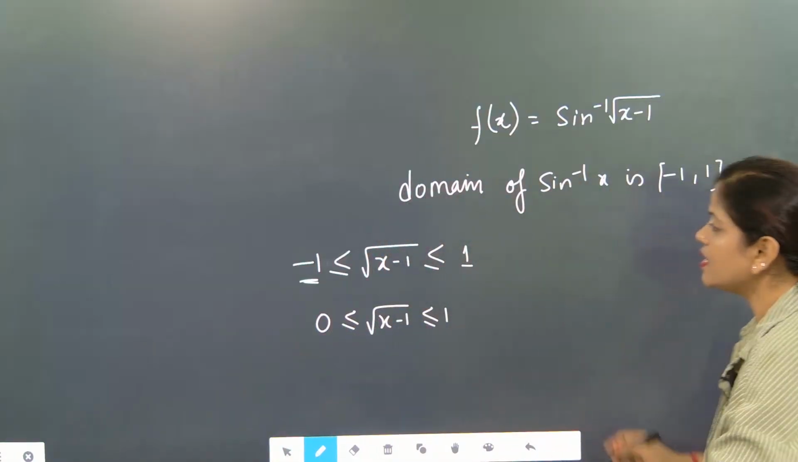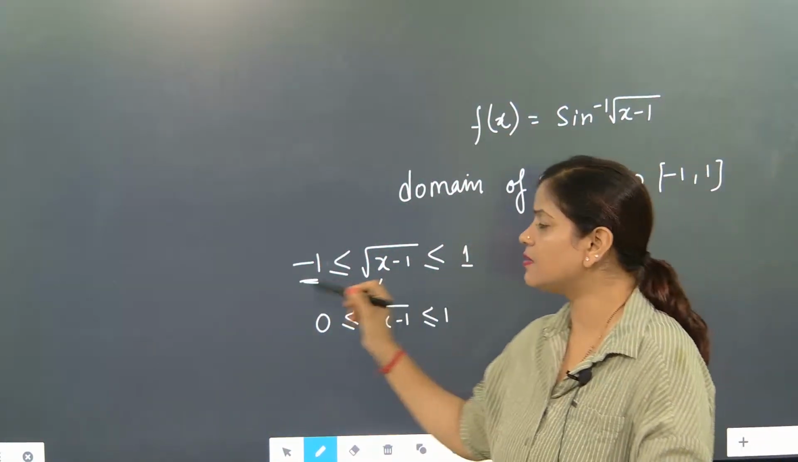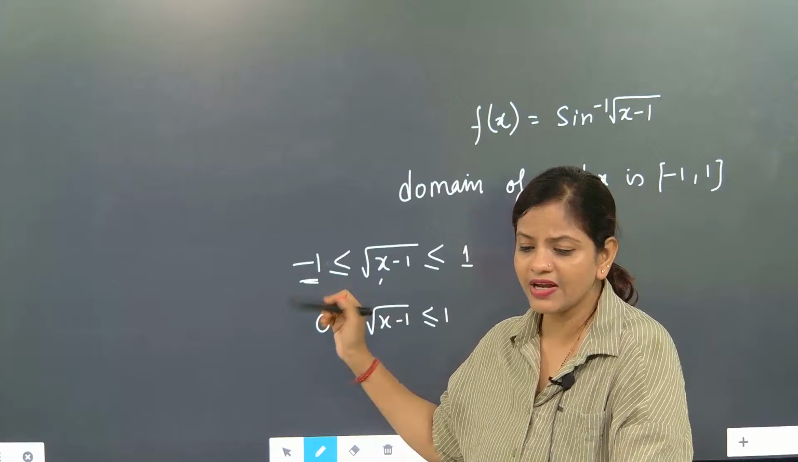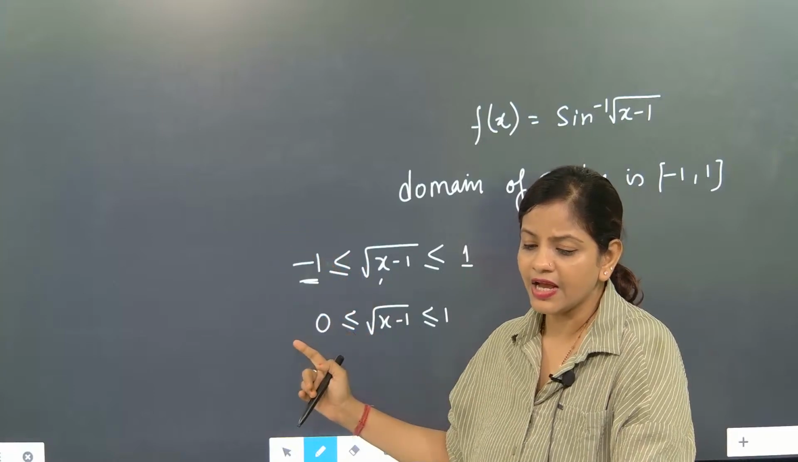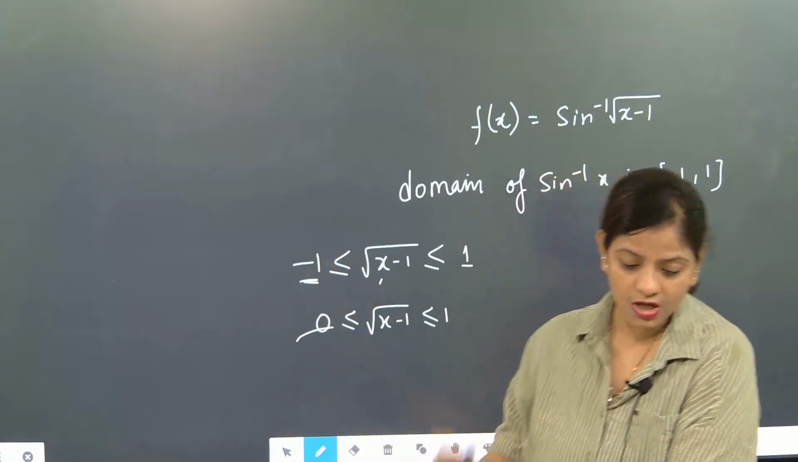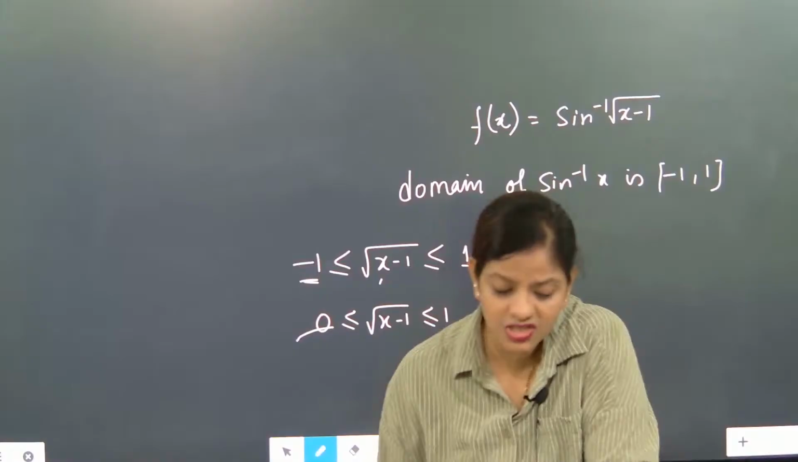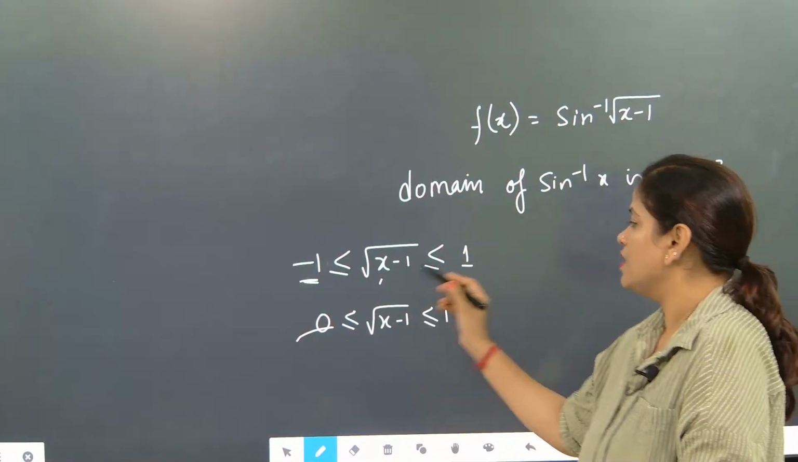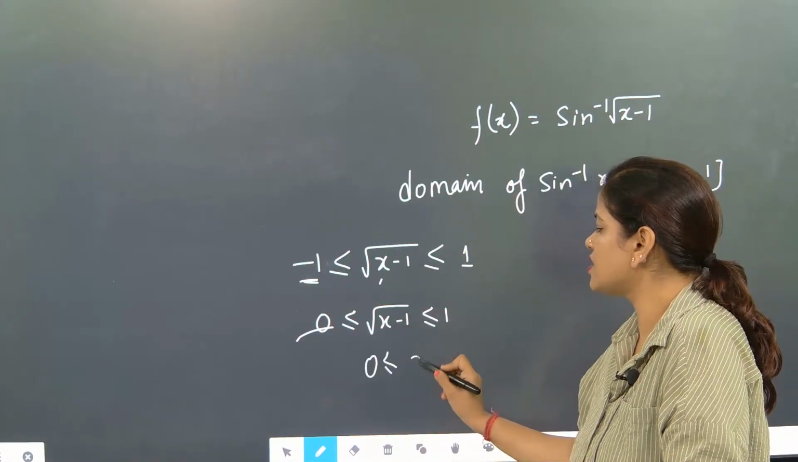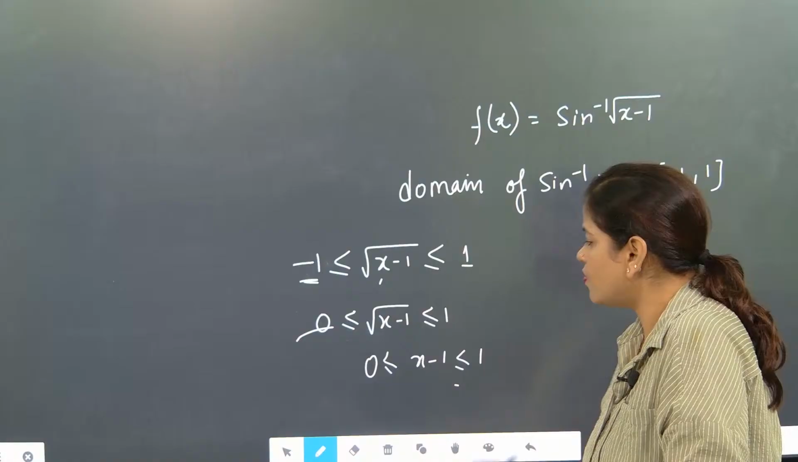Understood? So here the root under part will never be able to take the minus part. It has to start with 0. So you need to change this one. After changing this one, now you can square. So the moment you are doing it, it will come as x minus 1 to 1.